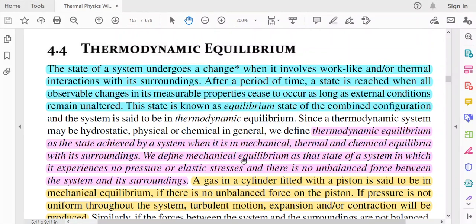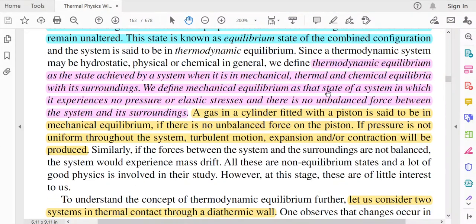We define mechanical equilibrium as the state of a system in which it experiences no pressure or elastic stresses and there is no unbalanced force between the system and its surroundings. Suppose a gas in a cylinder fitted with a piston is said to be in mechanical equilibrium if there is no unbalanced force on the piston. However, if pressure is not uniform throughout the system, turbulent motion, expansion or contraction will be produced.